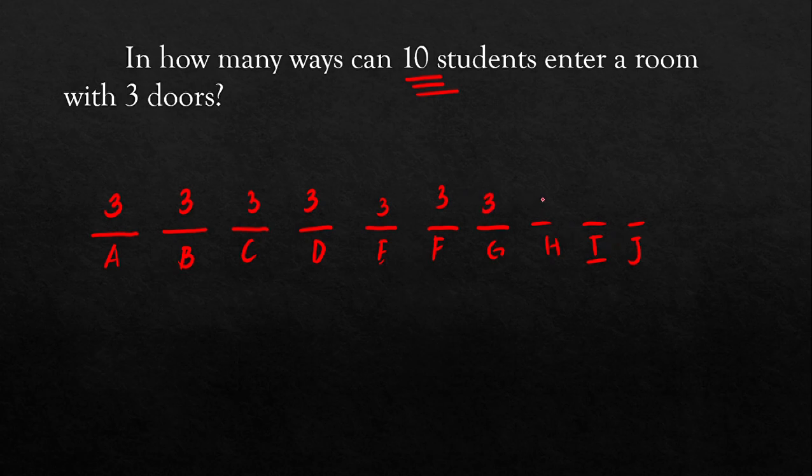So each student has 3 choices of doors. That is 3 raised to 10. Shortcut lang: if you type 3 raised to 10 in the calculator, how many possible outcomes are there? We have 59,049 ways. Can 10 students enter a room with 3 doors? 59,049 ways.